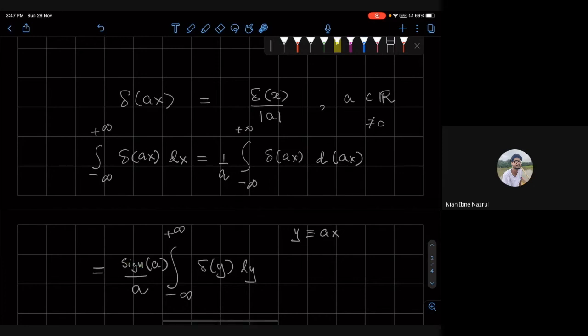Because when a is positive, the limits don't change. And when a is negative, that sign can be absorbed here and the limits will change, right?